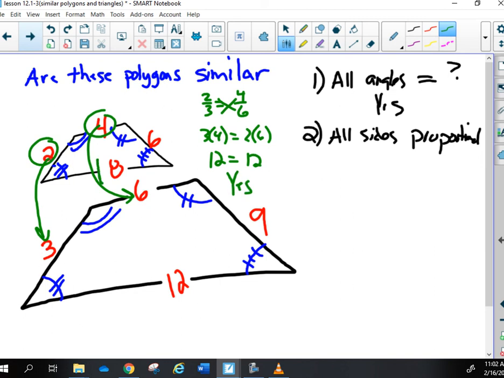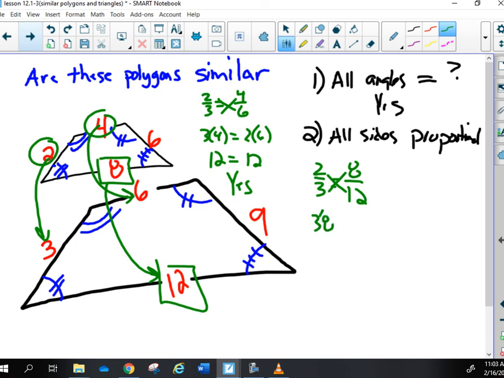Now let's find out about the 8 and the 12. Are they proportional here? Again, I'm going to use my 2 and my 3, the smallest pair, the same ratio. 2 and 3, is that the same as 8 and 12? Cross multiply. I have 3 times 8 equals 2 times 12. 24 equals 24. So I'm good there, but don't just stop because I have that.